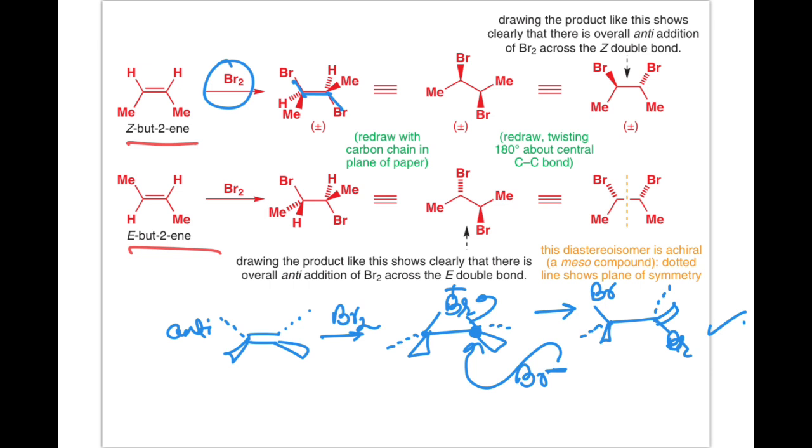Now, once again, we see the conclusion that we have got from our shortcut, that Z-alkene or cis-alkene, if we are doing anti-addition, what do we get? We get a DL pair, a DL pair, right? Even if the groups are same, because they are anti, we are going to get a DL pair.